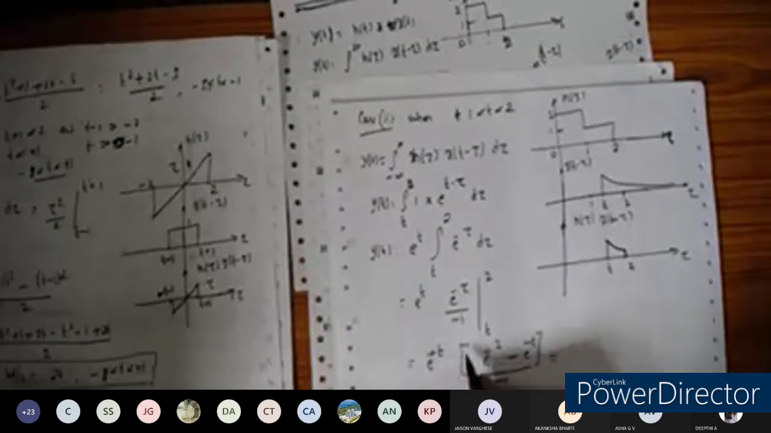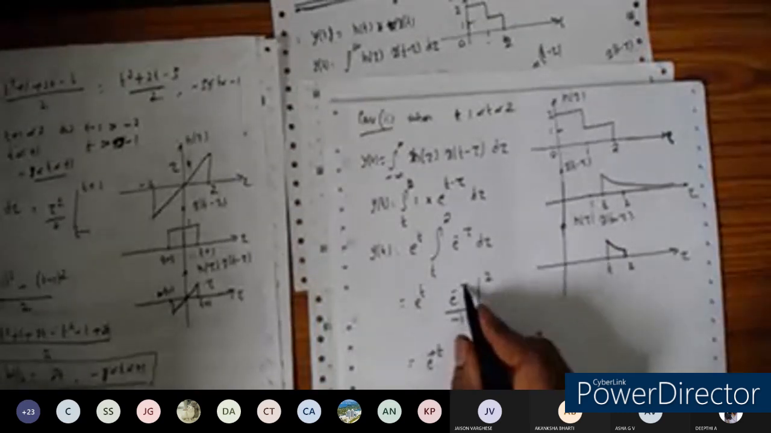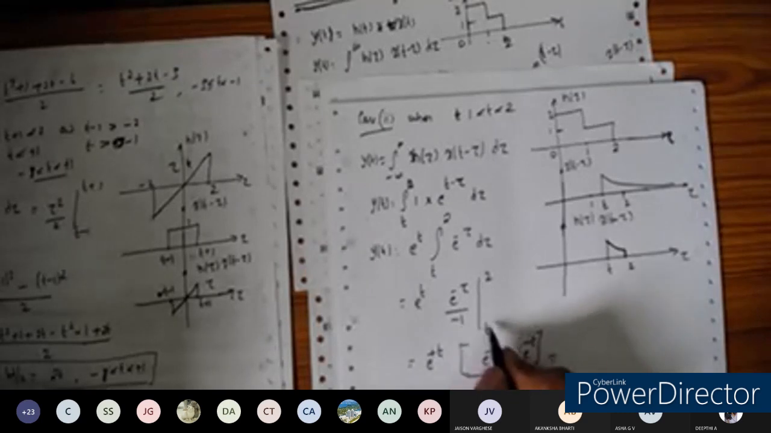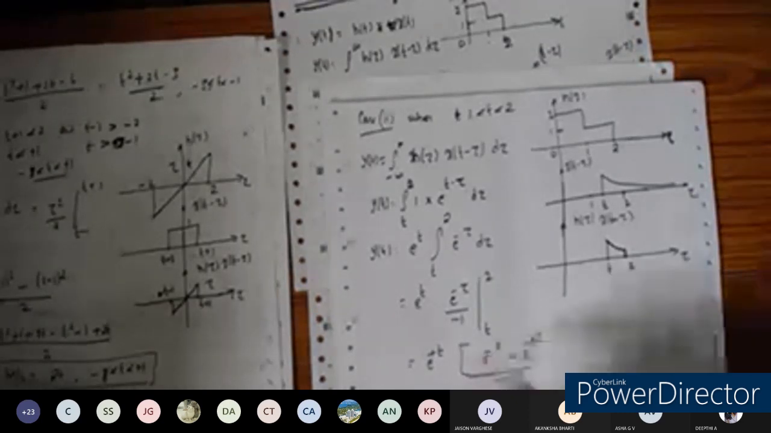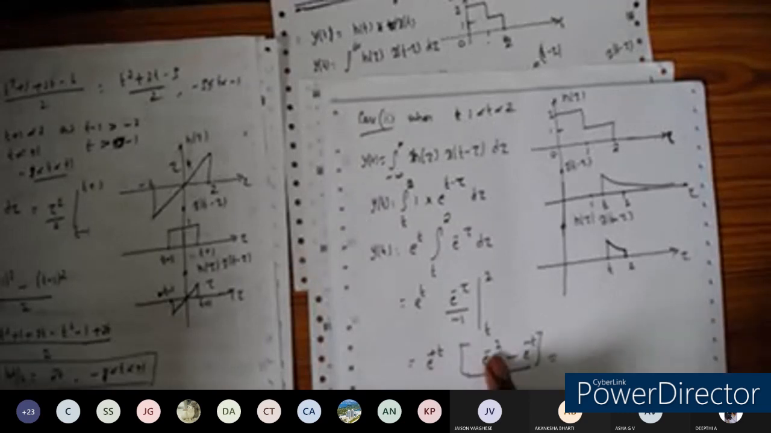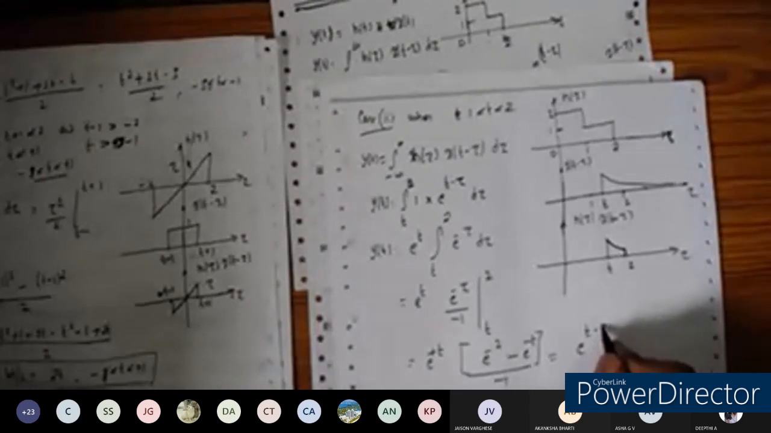So the integration is correct, right? e to the power of minus tau divided by minus 1. I apply the upper limit e to the power of minus 2 and the lower limit e to the power of minus t, divided by minus 1. Okay, let us keep e to the power of minus 2 like that only. Let us multiply this here. What we get is e to the power of t into this, which becomes e to the power of t minus 2.